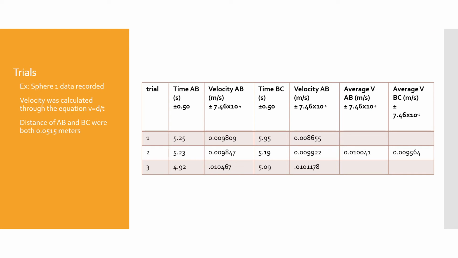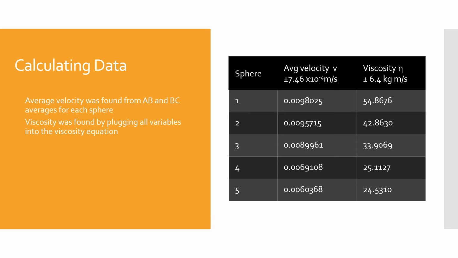Each sphere was dropped into the honey 3 times, and velocity was calculated through the equation velocity equals distance over time. Distance of AB and BC were both 0.0515 meters. Average velocity was found from AB and BC averages for each sphere. Viscosity was found by plugging all variables collected and calculated into the viscosity equation.